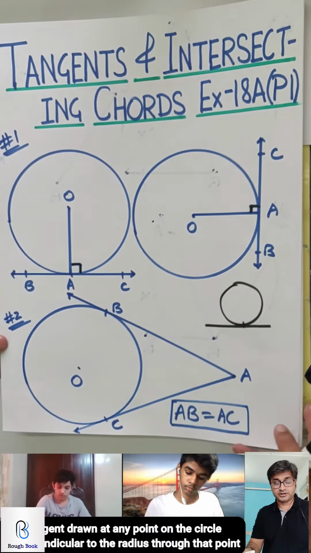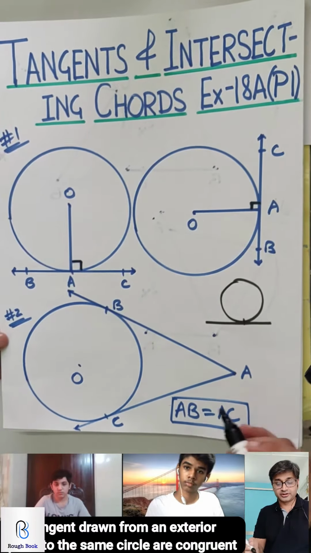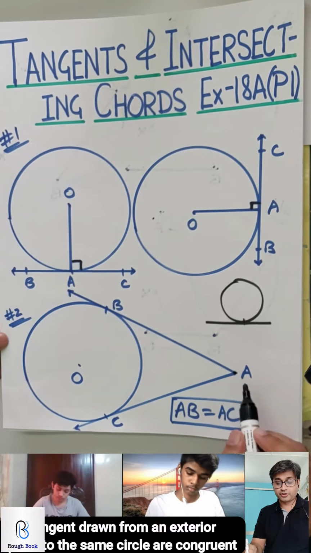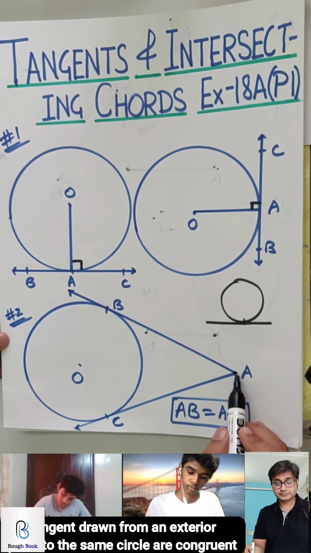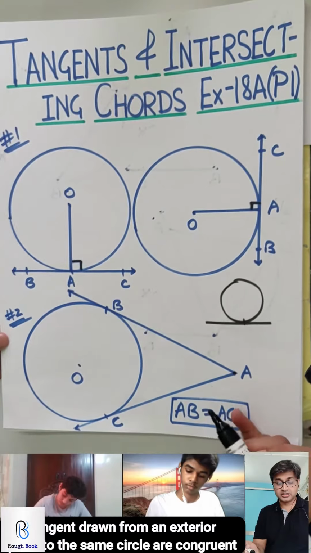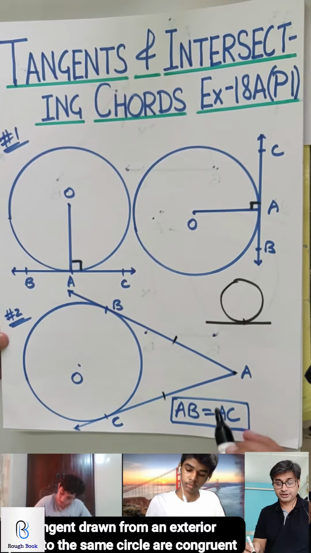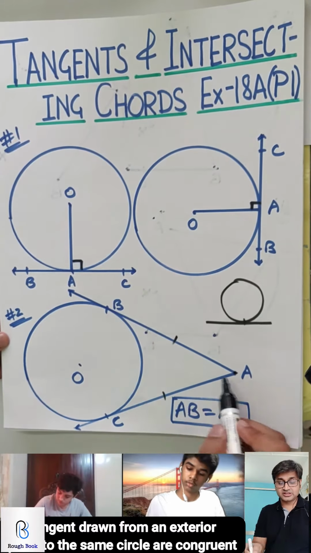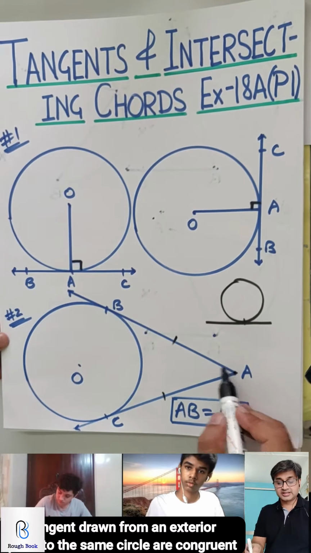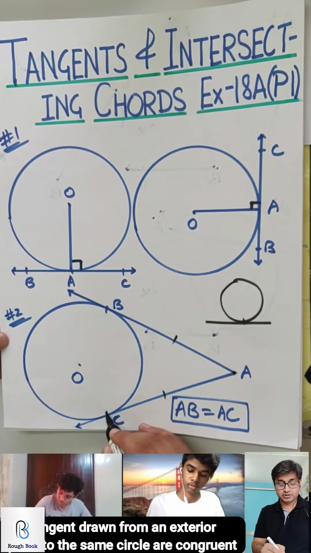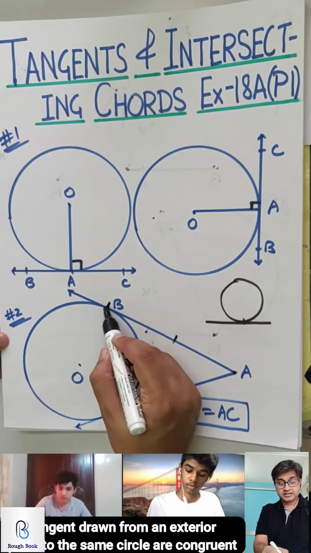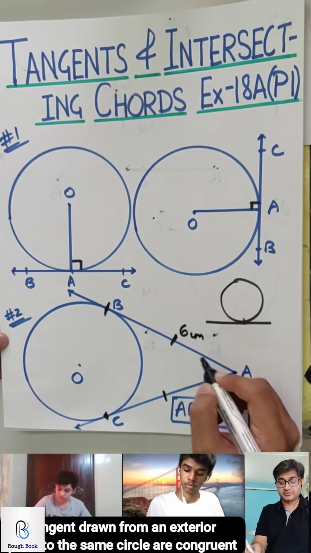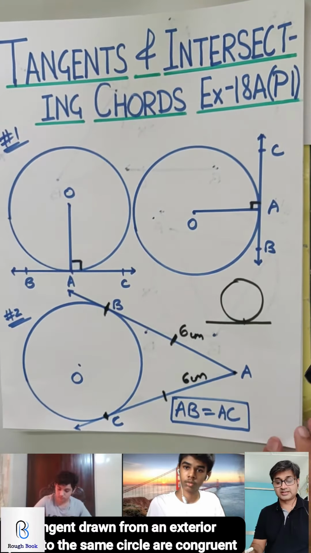Let's get into the second one. The second one is right over here. So please note it down. Tangents drawn from an exterior point to the same circle are congruent. I repeat, tangents drawn from an exterior point to the same circle are congruent. So in this case AB and AC are the two tangents, only till this particular point. So their lengths will be the same. If this is 6 centimeters, this also will be 6 centimeters.